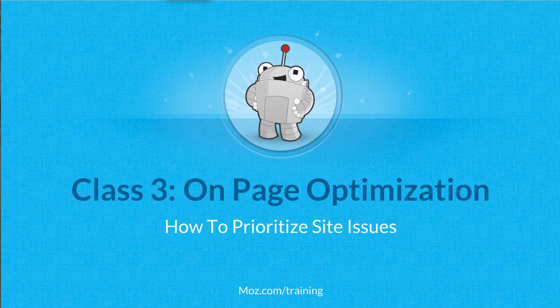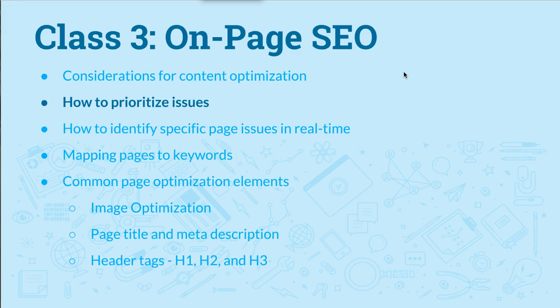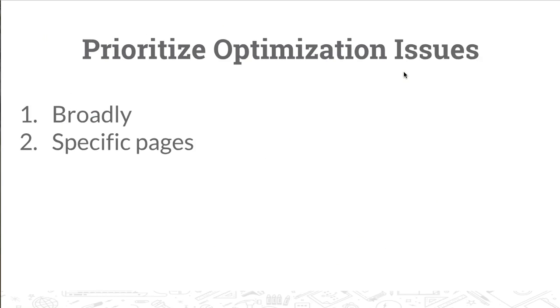This is the on-page optimization course. And today we'll talk about how to prioritize site issues, so you can see where this lesson falls in the on-page optimization course. Now, there are two ways to prioritize page optimization issues. One is broadly, which means site-wide, and the second is by specific page. And we're going to talk about both in this lesson.